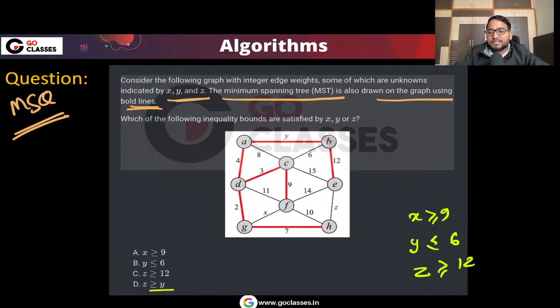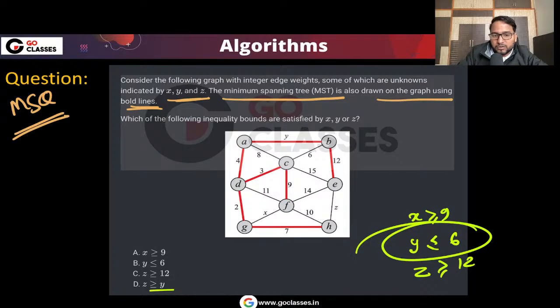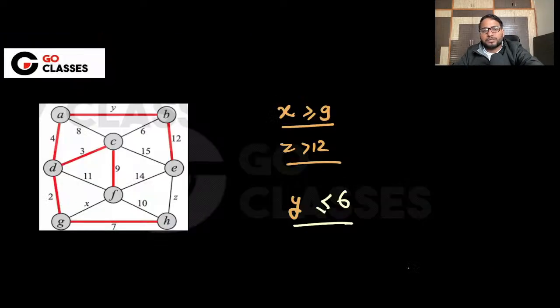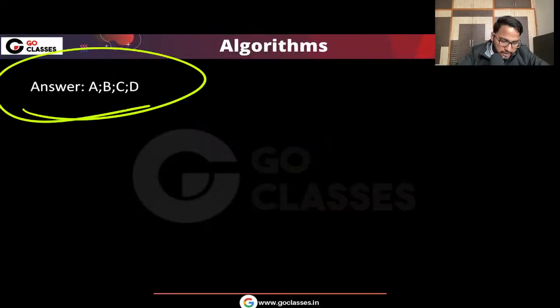So here, since this Z is also greater than or equal to 12 and by is always less than or equal to 6, that's why D is also correct, right? Because it is greater than 12, it is less than or equal to 6. So A, B, C, D are the correct answers for this MSQ question. So this was also a nice question, isn't it?